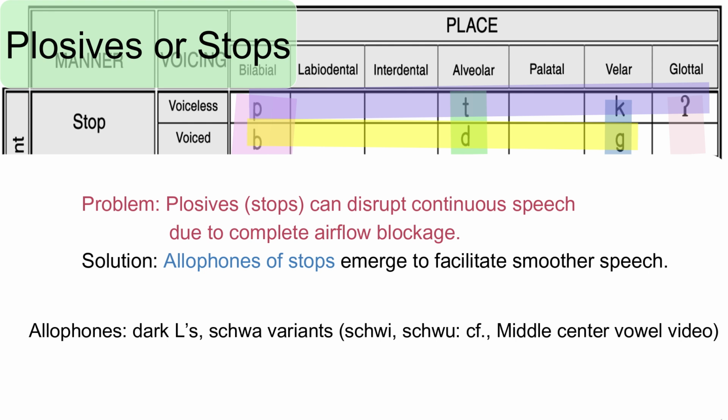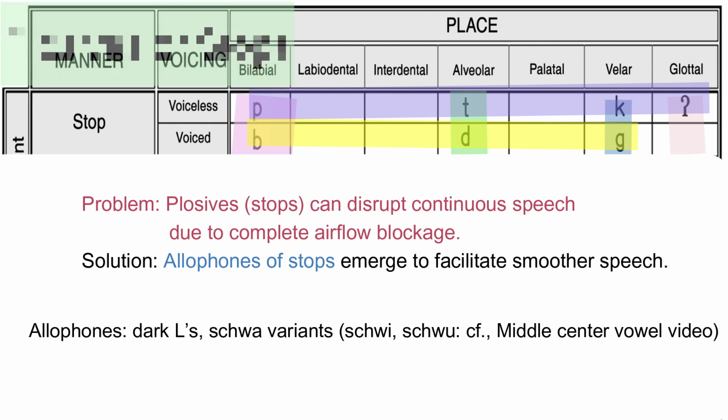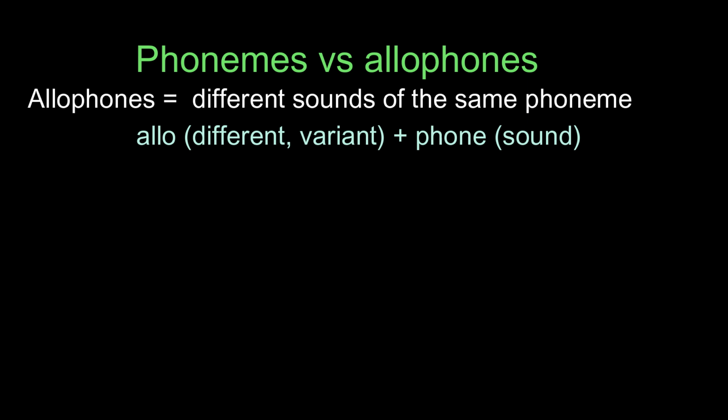These different sounds of the same phoneme are called allophones. Several English phonemes have allophones, such as the dark L or the schwa variants. But allophones are found the most commonly in plosives, as plosives make connected speech difficult. So, before we learn individual plosives, in this section, we learn the allophones of plosives. Phonemes versus allophones. In linguistics, the different sounds, or phonetic realization, of the same phoneme are called allophones.